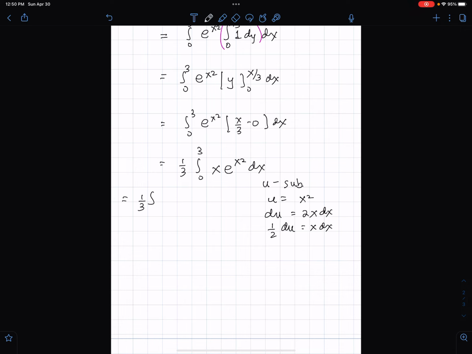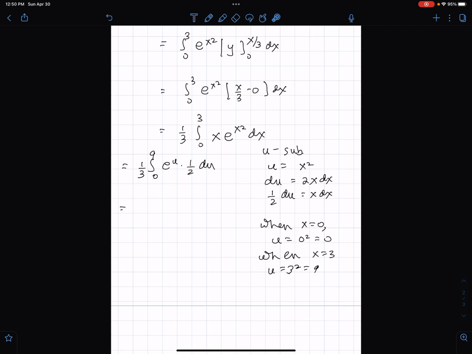So I have 1/3 integral x dx. Well, e to the x squared is e to the u, and then x dx is 1/2 du. Also, when x equals 0, u equals 0 squared, which is 0, so I can put 0 down here. When x equals 3, u equals 3 squared, which is 9. So now we have an easy integral. 1/3 times 1/2 is 1/6, and I have the integral from 0 to 9, e to the u du.